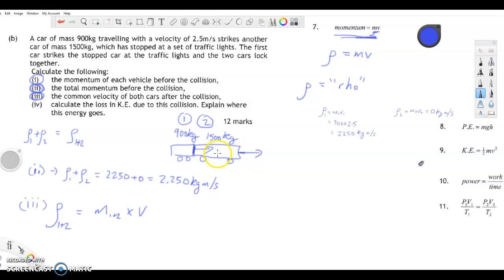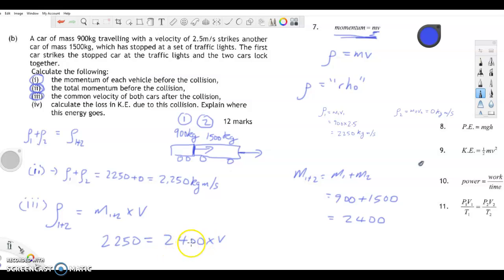Number 2 was at rest before 1 ploughed into him, and now they're going to move off this way. So we're expecting them to be a bit slower than 2.5 meters per second, the original speed of vehicle 1. It's going to be slowed up. But we know on the left-hand side that 2250 is the total momentum, and that's going to be equal to the total mass, which is the mass of 1 plus the mass of number 2. That's 900 plus 1500, equal to 2400. So that's 2400 multiplied by V.